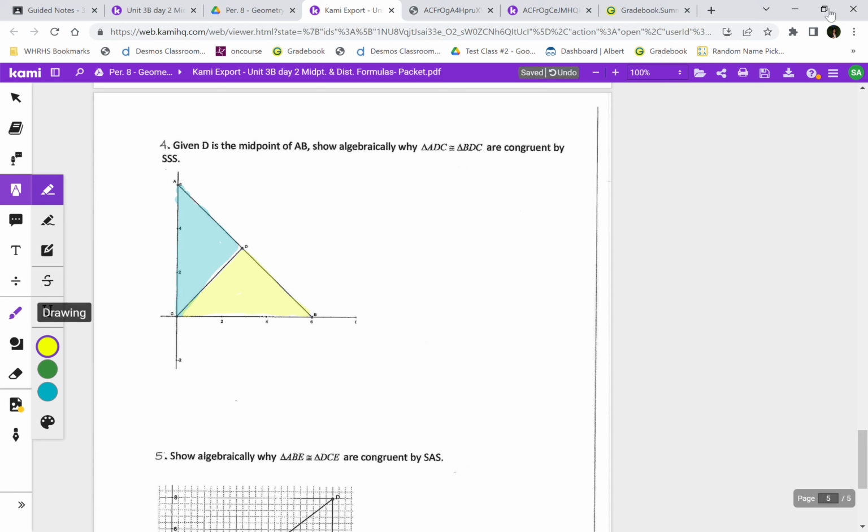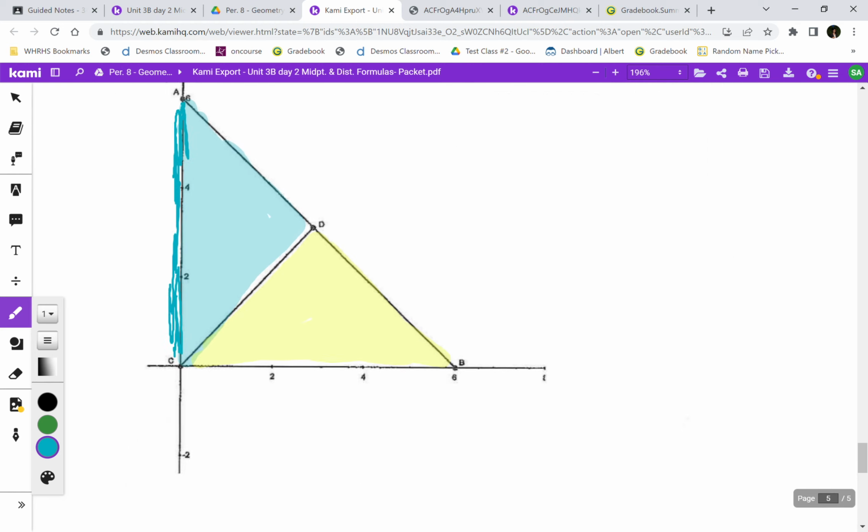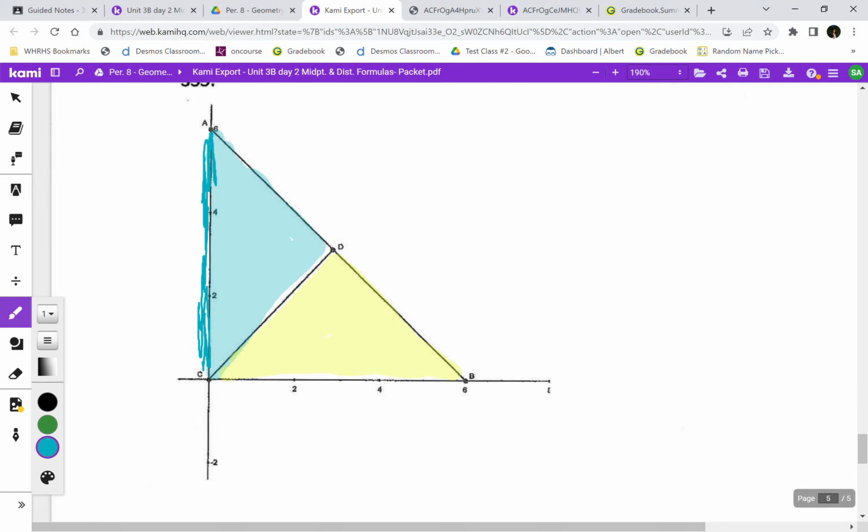Well, let's start off with this side from A to C. Can we just count the units for A to C? Because it's a vertical line, we can just count. How many units from C to A? 0 all the way up to 6, right? Doesn't that mean that's 6 units long? So this segment is 6 units long.